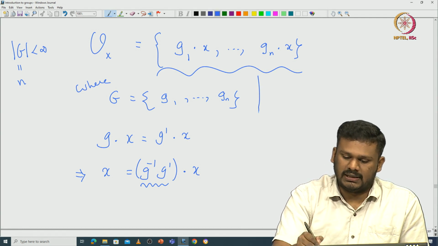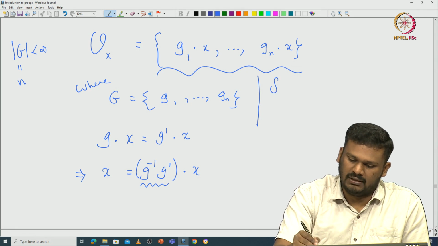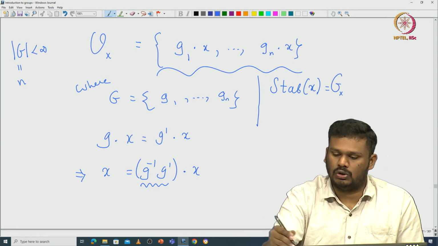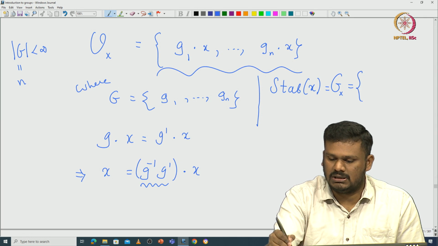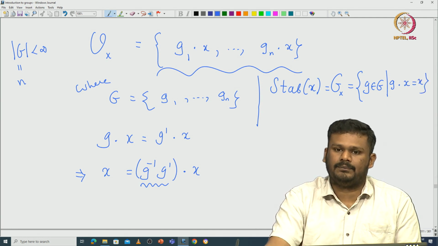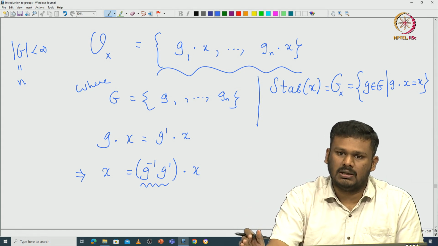So, that is something very interesting. That motivates us to define what is called the stabilizer of x, or Gx. We use both notations. What is this? This is the set of those elements of capital G that fix this x. You collect all possible elements of capital G that fix x, and you call that the stabilizer.